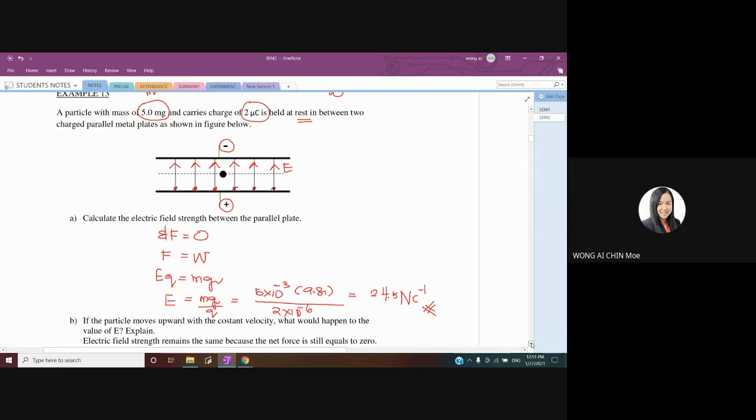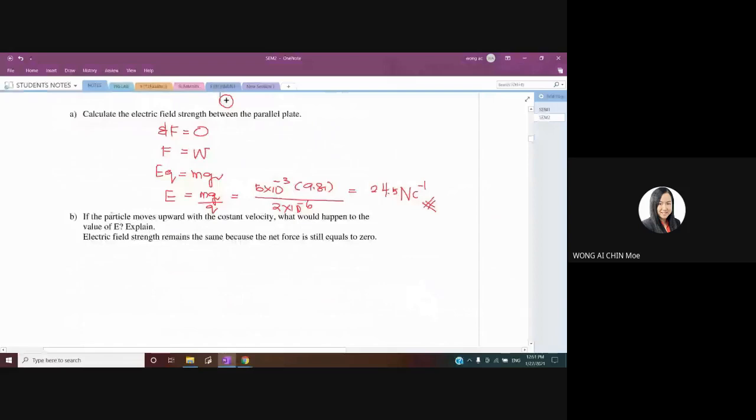If the particle moves upward with a constant velocity, what would happen to the value of E? Explain. If the particle moves upward, what happens? For a parallel plate, we must use E equals V over D. You cannot use kQ over r squared, because that is not for parallel plates.